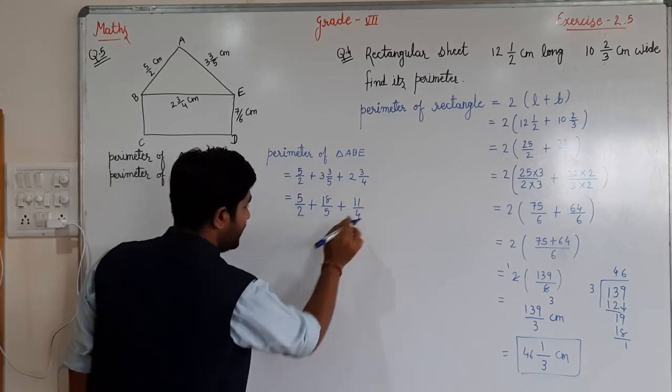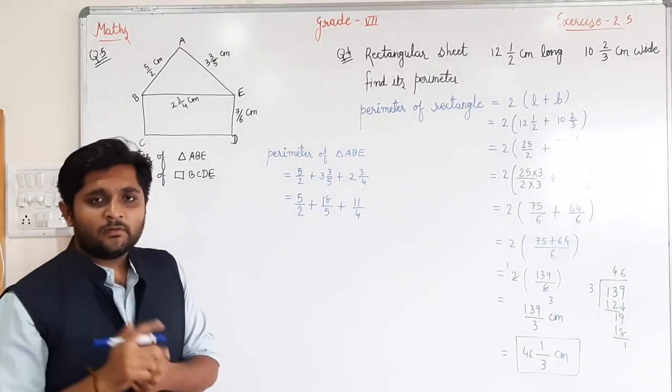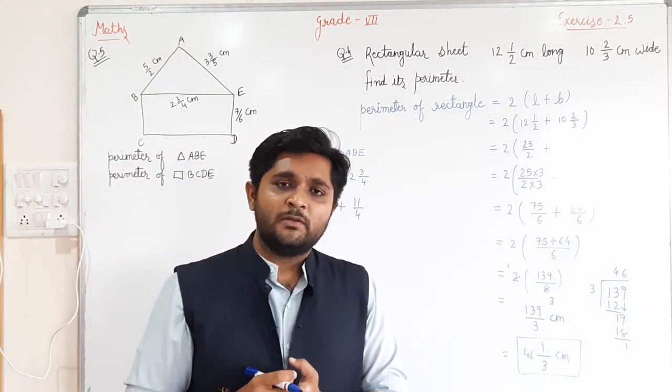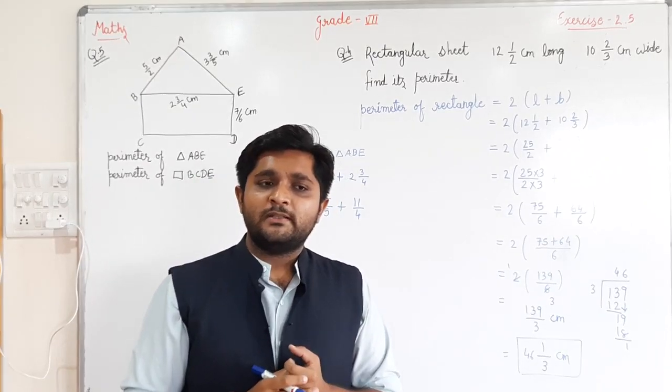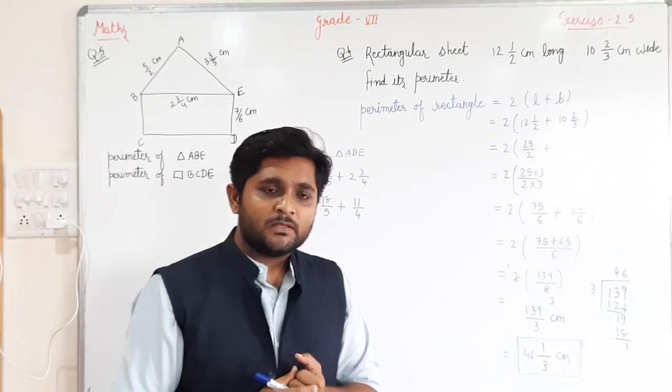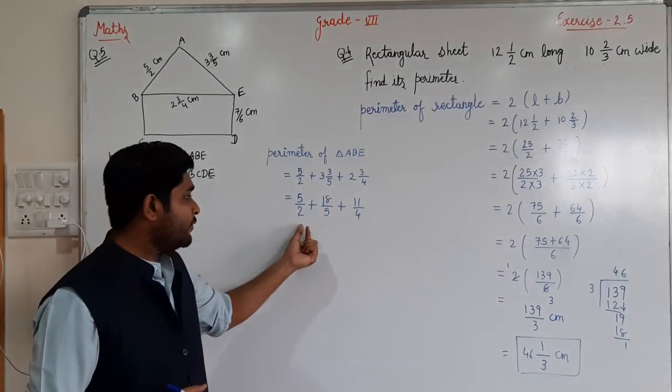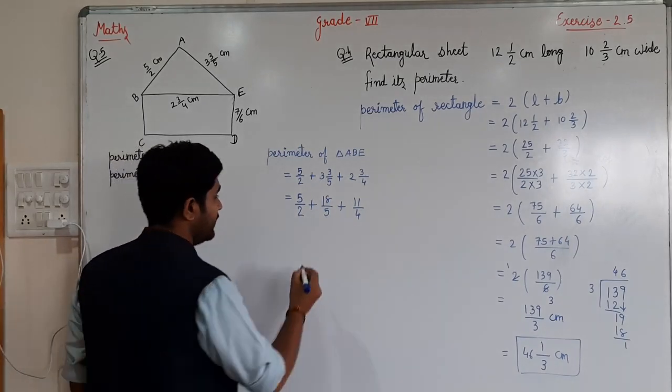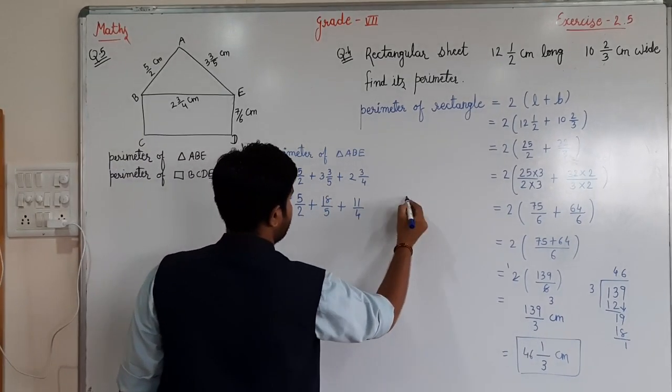Now look at all the denominators. Our second work is that denominators should be the same. To make the denominators the same, we have to find the LCM. So let me find the LCM of 2, 5 and 4.